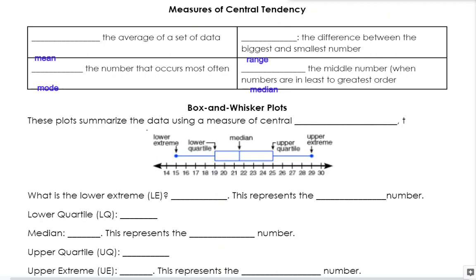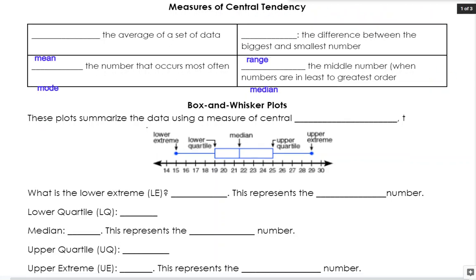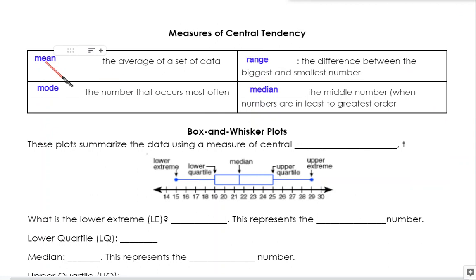Okay, so what these are is things like this. Mean. If you ever hear the word mean, that means the average. That's when you add up all the numbers and you divide by however many numbers there are, right? That's how you find an average.